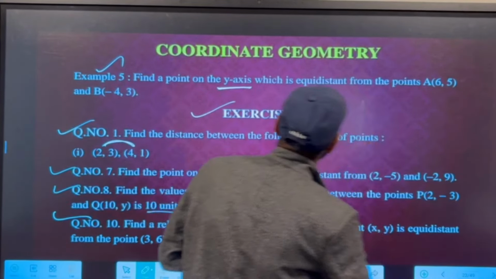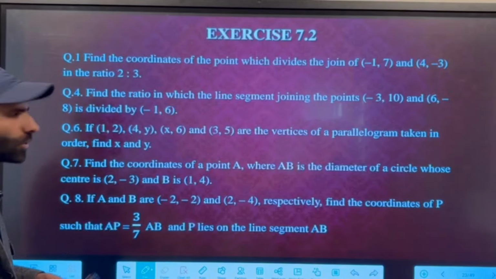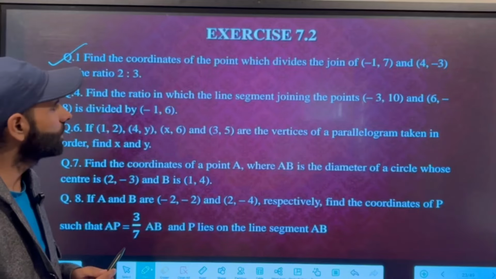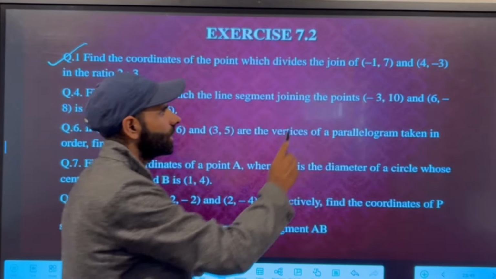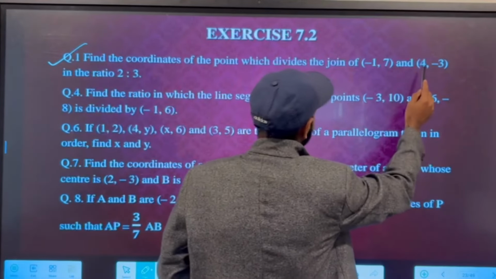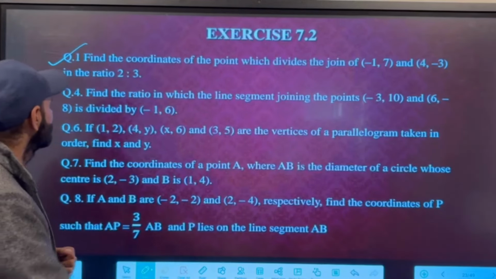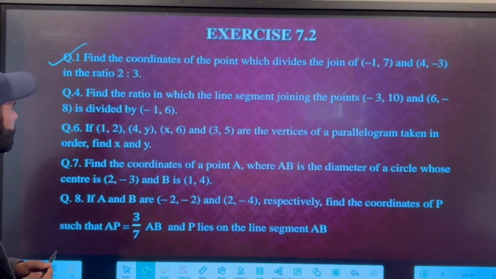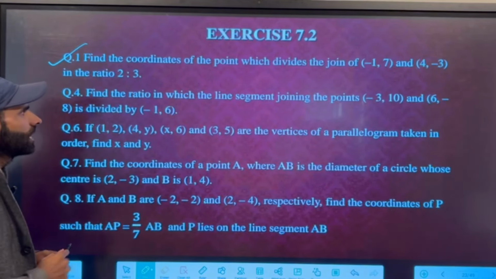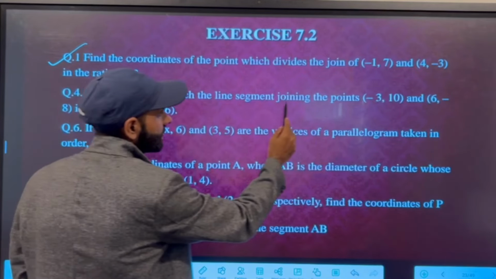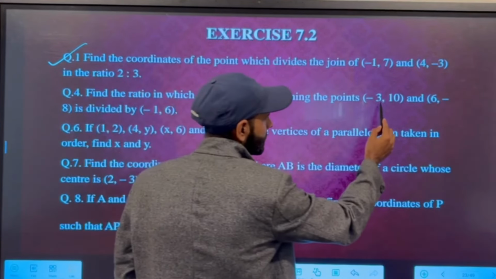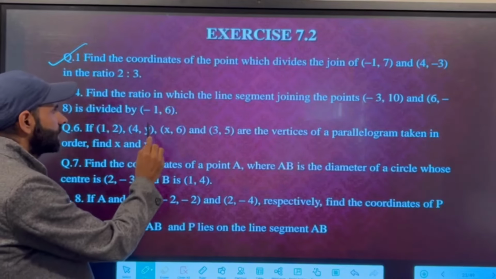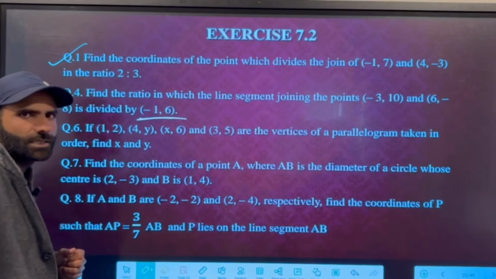Coming to next exercise, exercise 7.2. Question number 1. Find the coordinates of a point which divides the join of (-1, 7) and (4, -3) in the ratio 2:3. You can solve it by using section formula. Question number 4. Find the ratio in which the line segment joining the points (-3, 10) and (6, -8) is divided by (-1, 6).